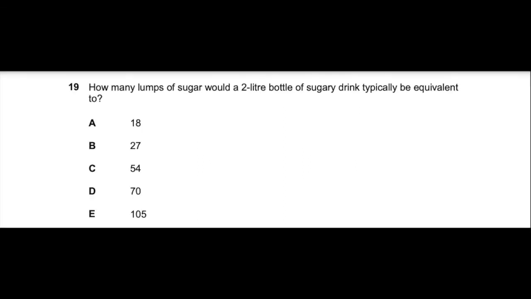Question 19. How many lumps of sugar would a 2-liter bottle of sugary drink typically be equivalent to? The correct answer is C because of the following. The text states that there are 9 lumps of sugar in 330 milliliters of sugary drink. Therefore, in 2L, 2000 milliliters, of sugary drink there are 2000 over 330 times as many lumps of sugar, roughly 6 times. 6 multiplied by 9 equals 54 lumps of sugar, therefore the answer is option C.